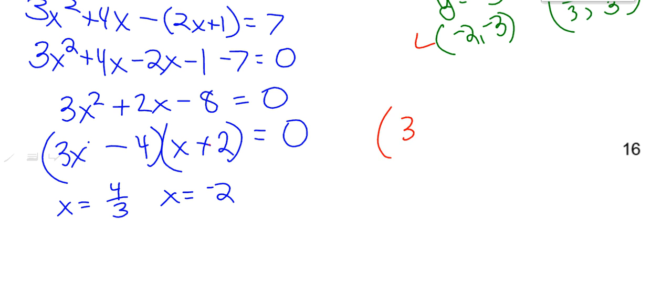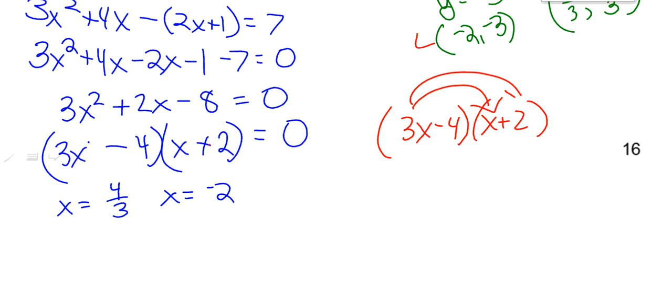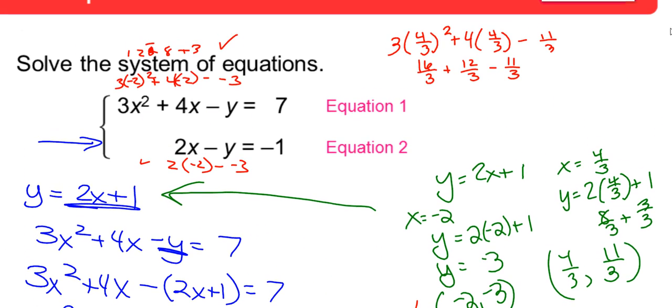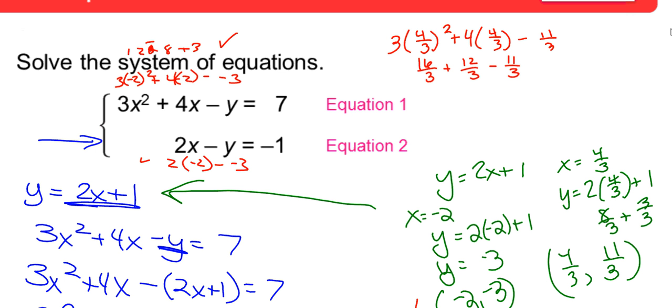So wait, let me just kind of do 3x minus 4 and x plus 2. And so when I distribute that times that, it's 3x squared plus 6x. And then when I multiply this times these, it'll be minus 4x and minus 8. And then this will be 3x squared plus 2x and then minus 8. And so that's what I want, and this is what I want. And my 4/3 should be right. I maybe just have an error here. Let me figure out what it is.